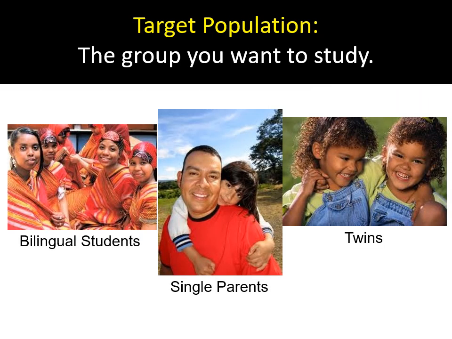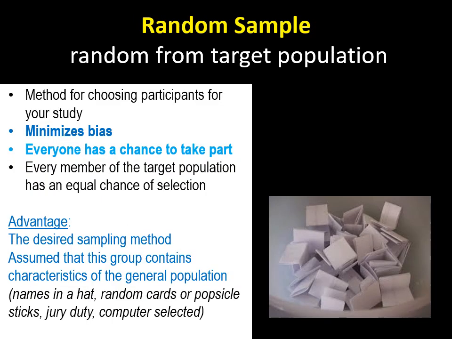Sometimes we look at a target population. That's a specific group you want to study. So if you're studying twins or single parents or bilingual students, that's the specific population you're trying to target with your study. So a random sample is typically the very best way to select your participants.